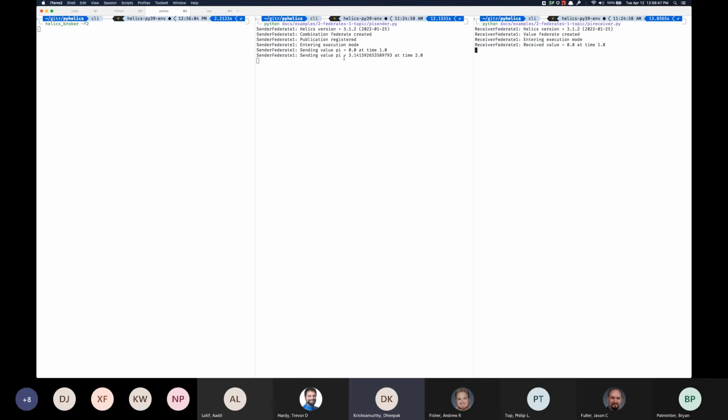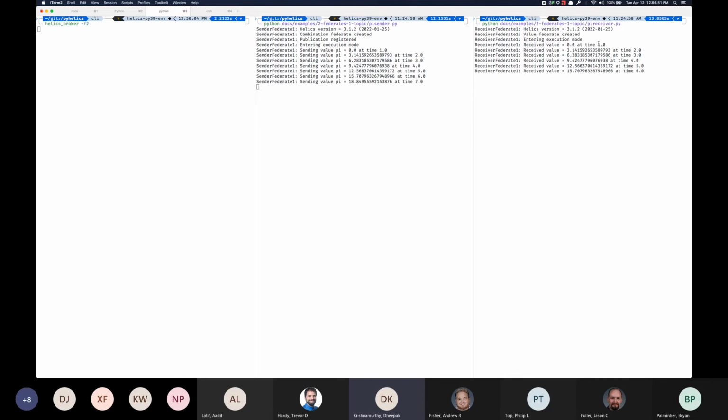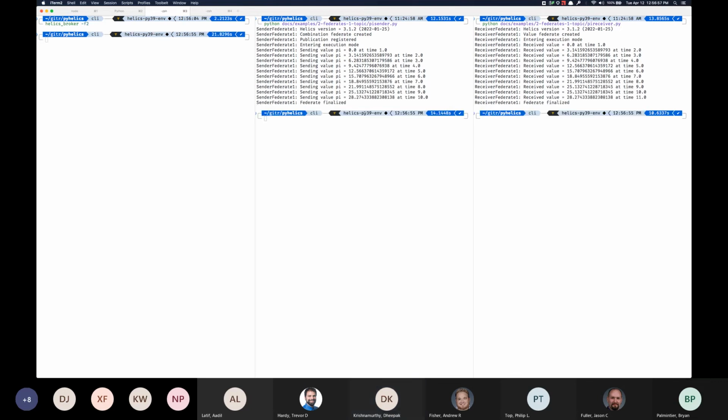So this sender basically sends a value, sleeps for about a second, and the receiver receives that value, and there's print statements to show what's going on. So that's like a very simple co-simulation. If you did want to run this co-simulation with a large number of federates, you'd have to open multiple terminals to do it, and that's not ideal.